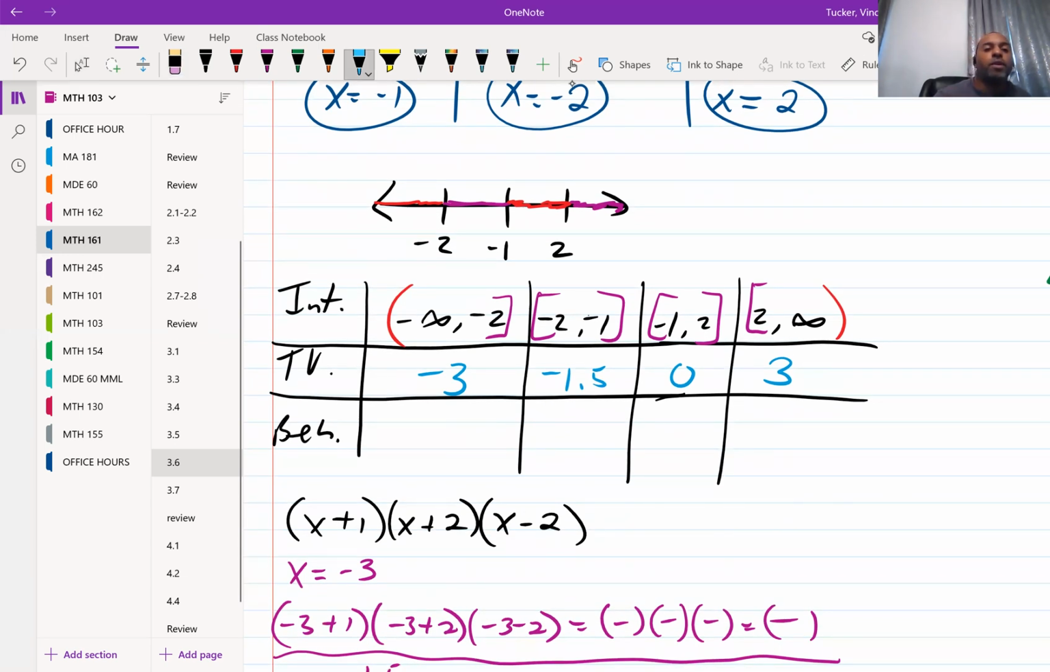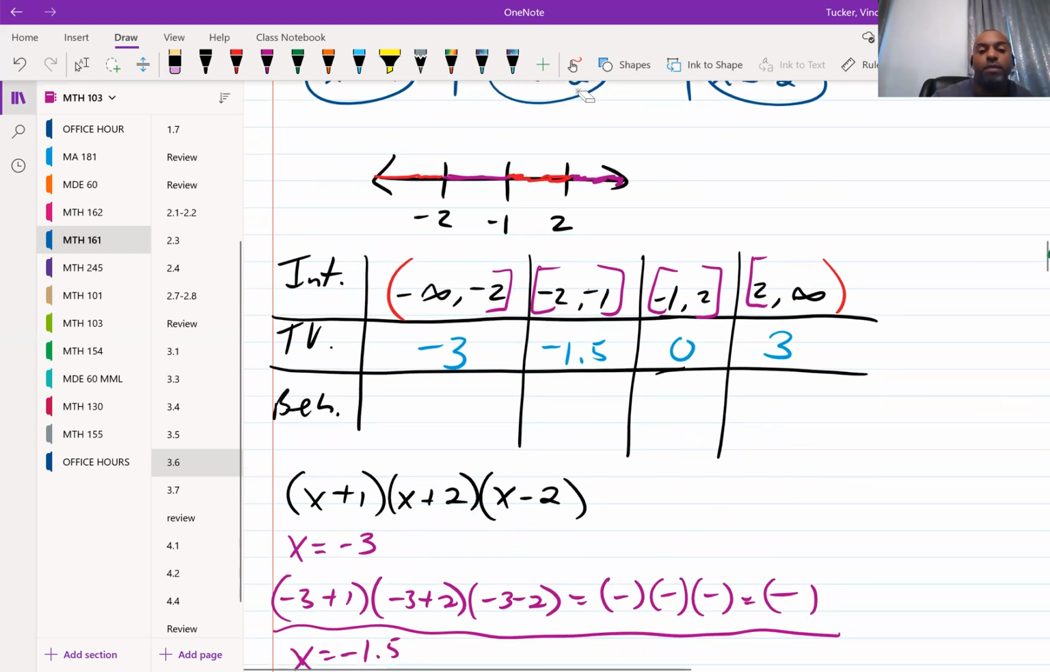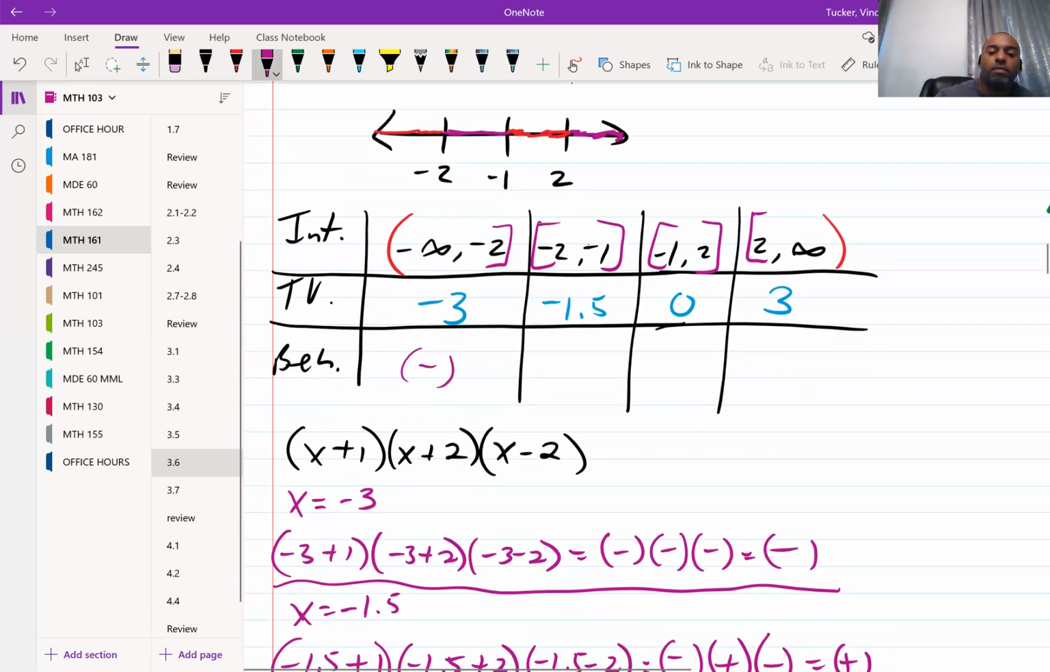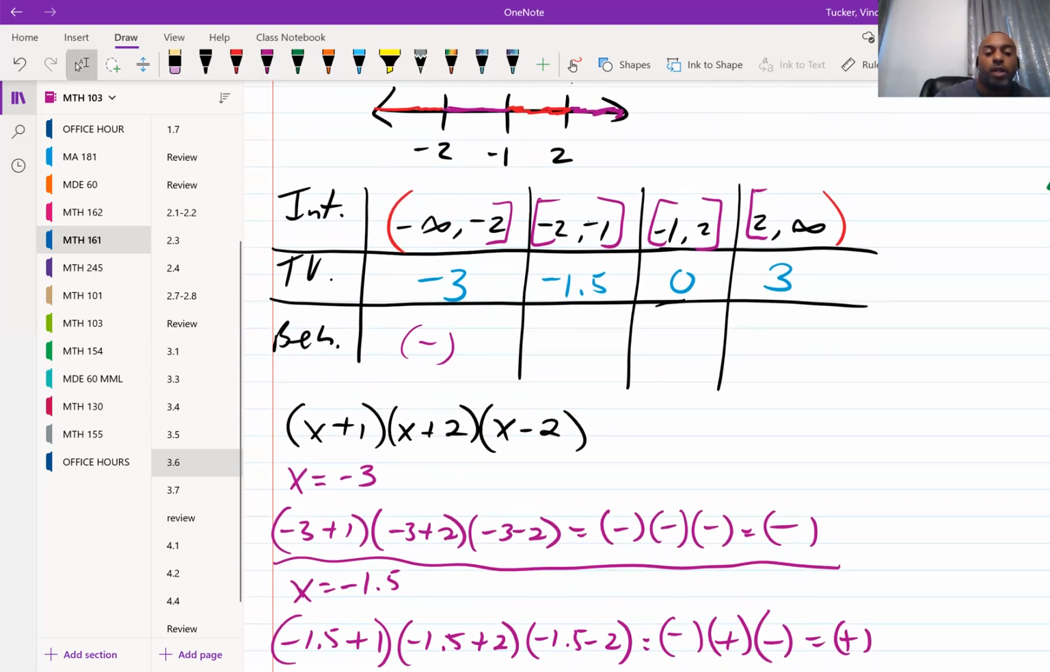And just like before, I use my factor representation of that expression and just plug them in to see what I get. -3, when you plug it in, you'll get negative times negative times negative, which will give you a negative. Plugging in -1.5, negative times positive times negative will give you a positive.